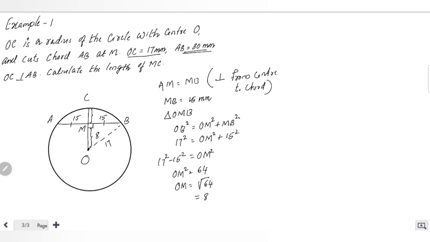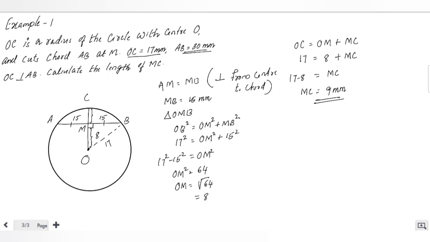So what is MC? We can calculate now easily, because OC is the same as OM plus MC, you can look at the diagram. Where OC is 17 and OM we got 8, plus MC. Is it clear? Therefore, MC is equal to 17 minus 8. That is MC is equal to 17 minus 8, what is it, guys? It is 9 millimeter. So we got it. This kind of question you can expect from this area.